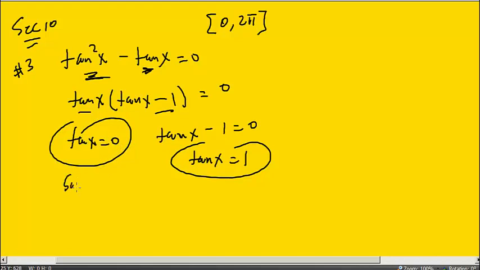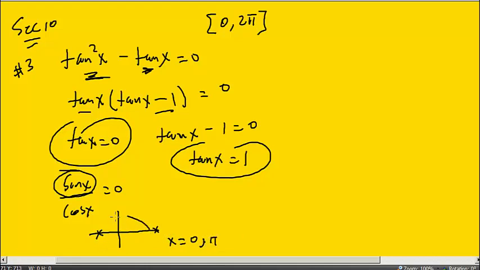Well, if you remember, this is sine x over cosine x is equal to 0. So the only way a fraction can ever equal 0 is if the top of the fraction is 0. So we've got to find out on the unit circle where sine x is 0. There's 0 here, so x is equal to 0. It is 0 there, and that's when it's pi. And you come all the way around back to there, which is 2 pi, because we have brackets on 2 pi. So that's one set of solutions that I have.